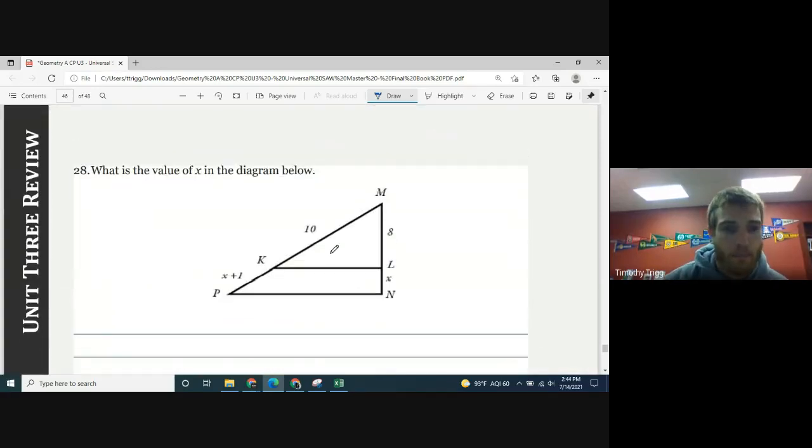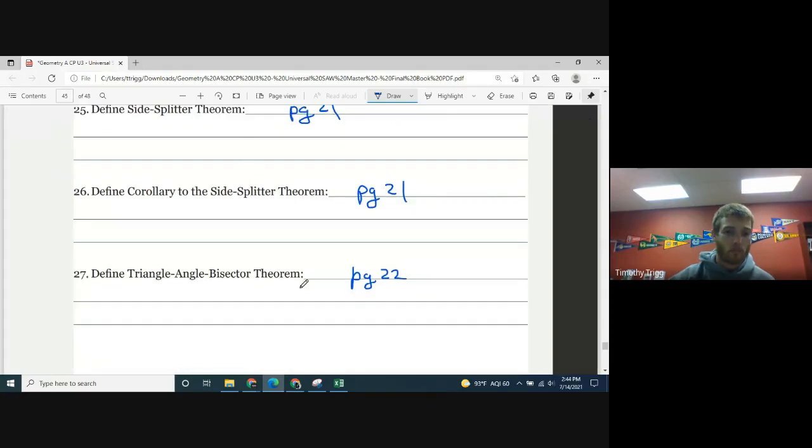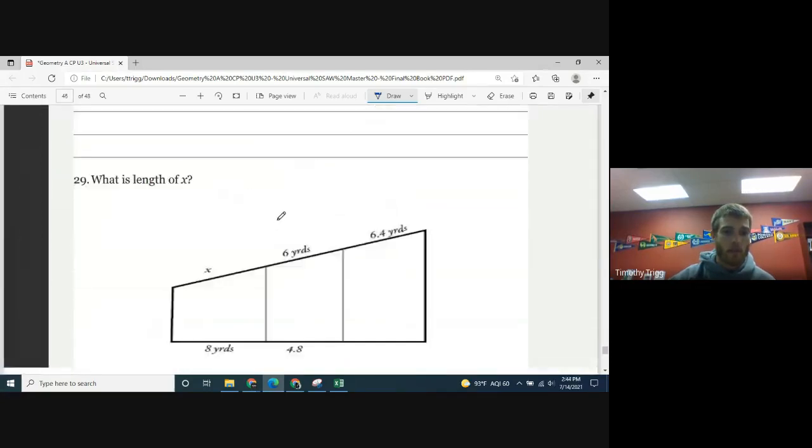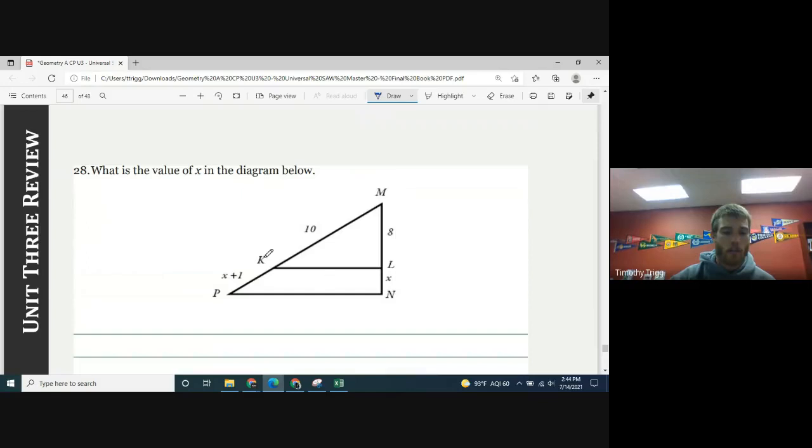Number 28. What is the value of x in the diagram below? So this is demonstrating the side splitter theorem here. But basically what it shows is that I could use a proportion to help me find x. So if I look at this side, 10 is to x plus 1. So I'm looking at the left side here. 10 is to x plus 1 as 8 is to x.